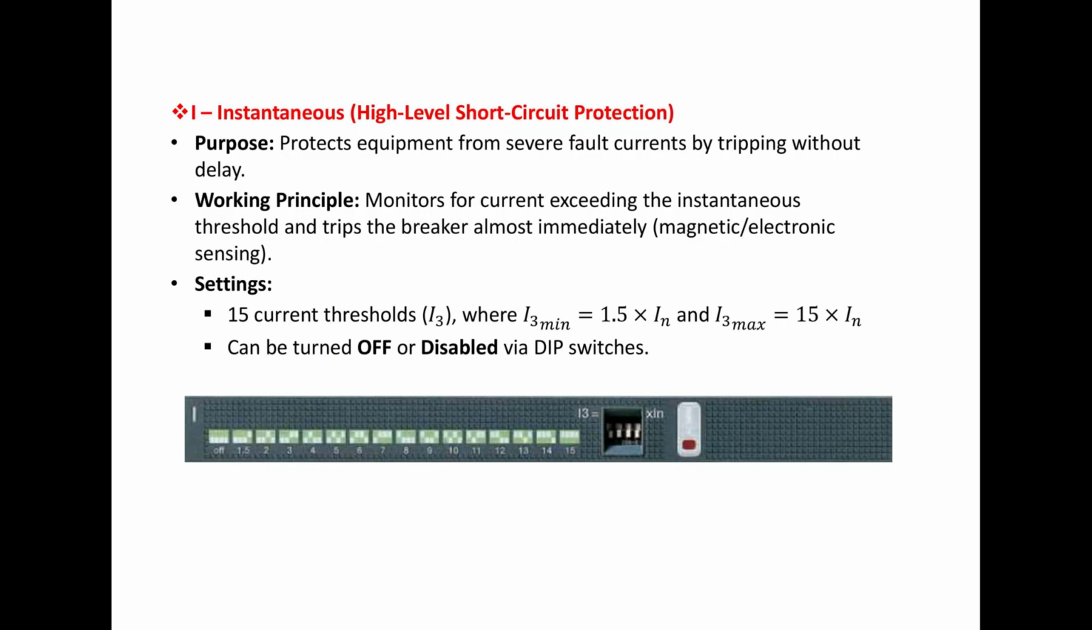Let's move on to the third function. The third function is instantaneous, which provides high level short circuit protection. Its purpose is to protect equipment from severe fault currents by tripping without delay. It works by monitoring for current exceeding the instantaneous threshold and trips the breaker almost immediately. The settings include 15 current thresholds I3 from 1.5 times In to 15 times In. The function can also be turned off or disabled by dip switches.